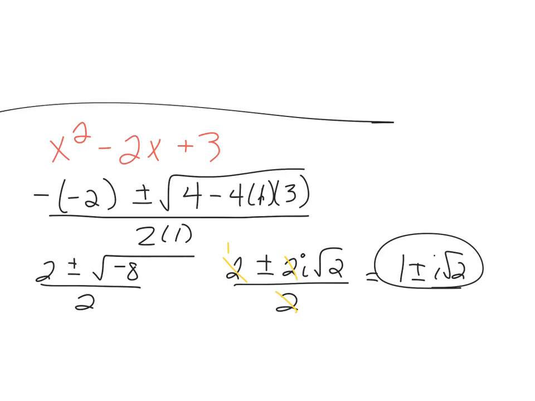So my zeros are 1, 1, negative 2, and 1 plus or minus i root 2. So 1, 2, 3, 4, 5. Whew, good job.